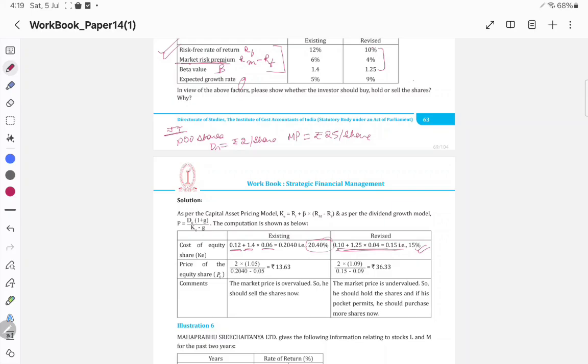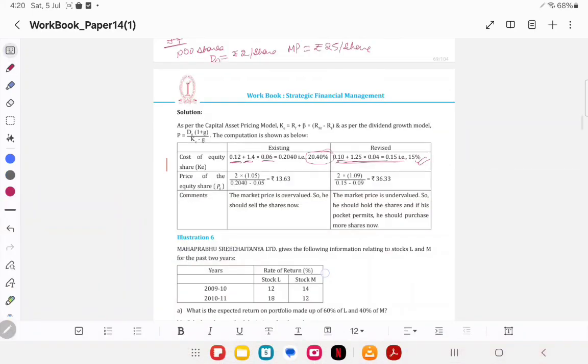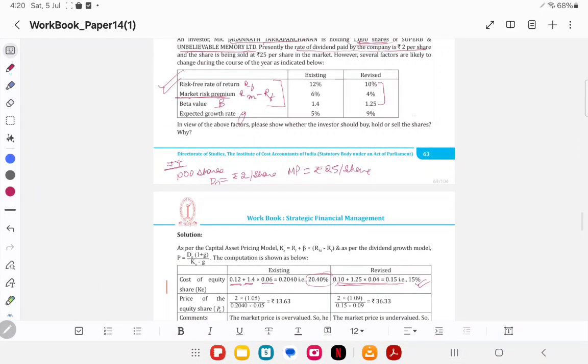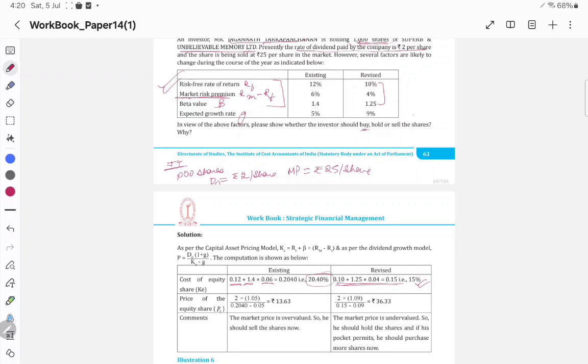Now proceeding, what we have to calculate actually in this question is, in view of the above factors, please show whether the investor should buy, hold or sell the shares and why. Nice question. For this you have to calculate the price. In the previous questions, how did you calculate the price? Price will be the only factor with which you can compare it with the market price and give a conclusion whether to buy the shares, hold the shares or sell the shares.